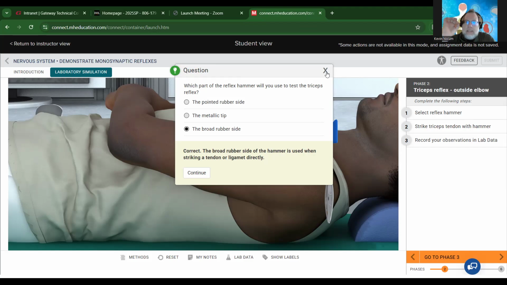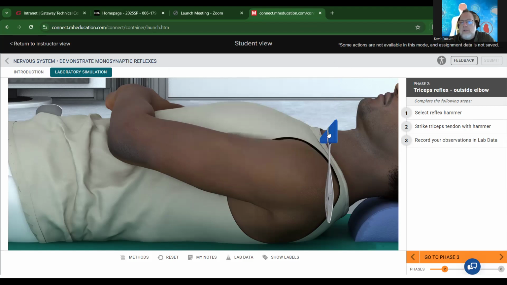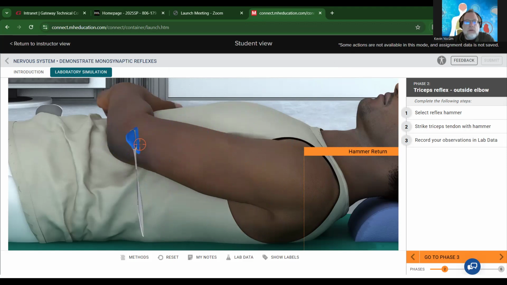This isn't like a gotcha or, oh man, you guys don't know what you're doing. It's nothing like that. So if you don't know and you put one of those, it's going to help you get it figured out. So you select the reflex hammer again, I just tap it, and now I'm holding it, and then I just wait until I can find the crosshairs. Oh, there they are. Oh, nothing happened. There we go.